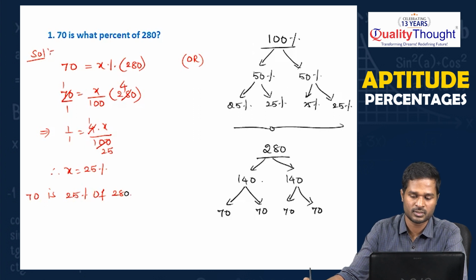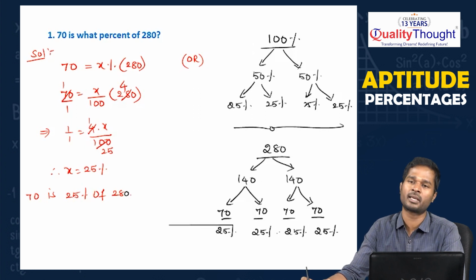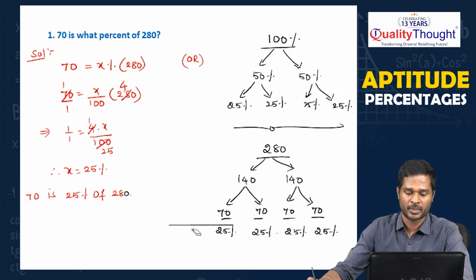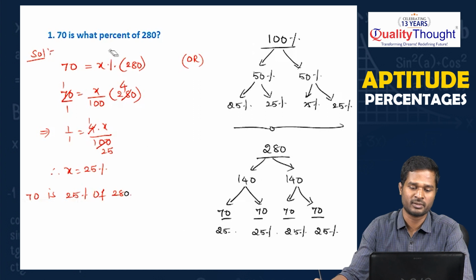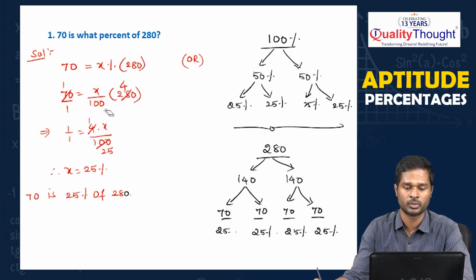Now, this is 50 percentage is 140 and 140. This is 25 percentage, 25 percentage, 25 percentage and 25 percentage. So, each 25 percentage value will be equal to 70. You need not do all these things, I am just letting you know how these percentages will be calculated from the total value. So, 70 is 25 percentage of 280. This is how you can calculate the things. That is the first question.